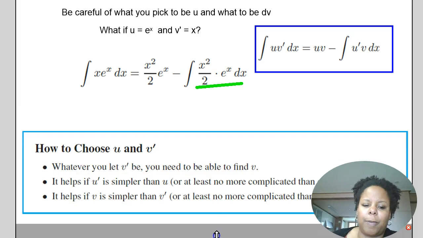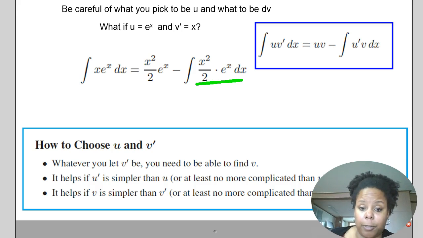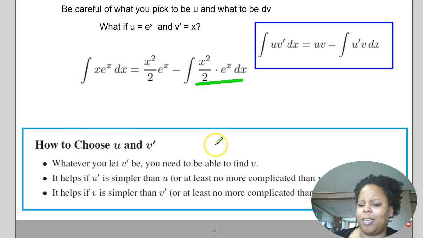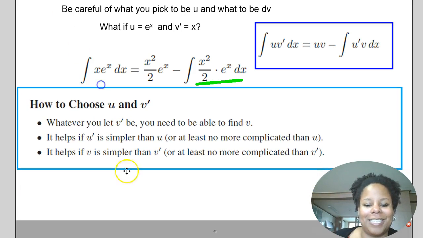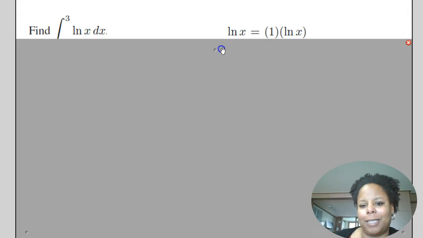Here are some suggestions about how to choose u and v prime. First and foremost, whatever v prime is, you need to be able to find v, i.e. the integral of v prime. So it helps if u prime is simpler than u, and it helps if v is simpler than u prime. I know you're saying, well, huh? Well, at least not as complicated as u. So let's take a look at some other examples, and then we'll get the hang of it, okay? Because only practice will get the hang of it.